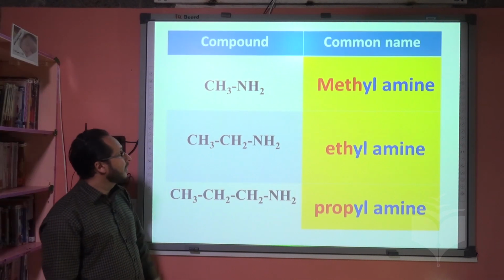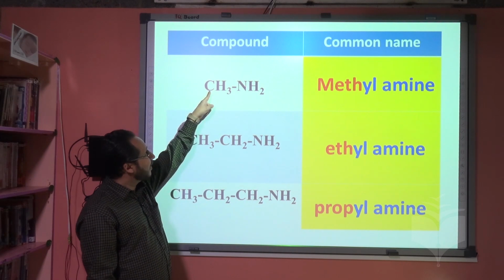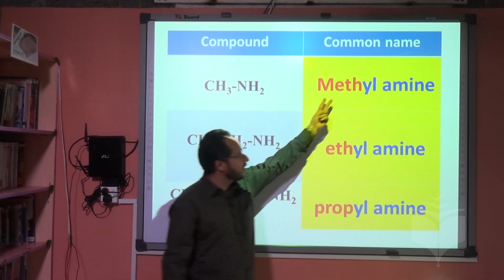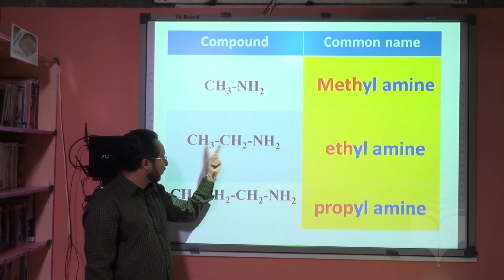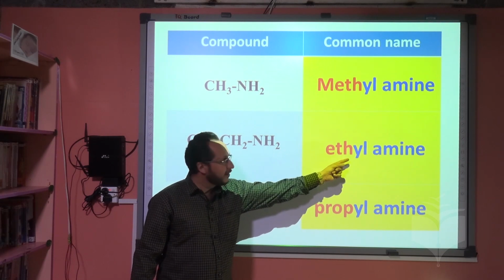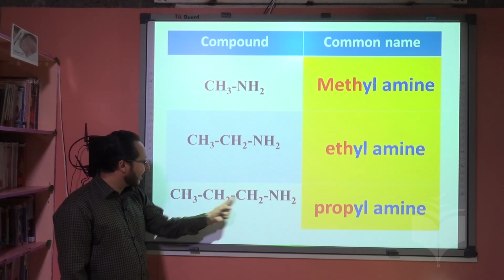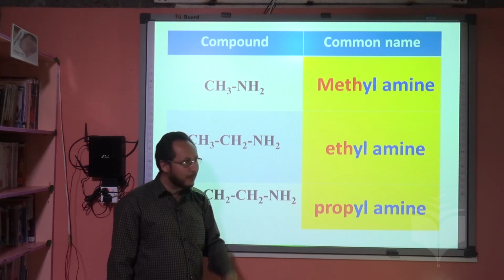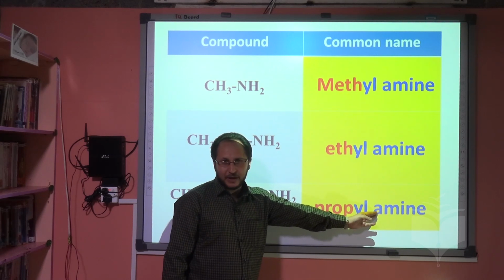So for example, here we have only 1 carbon atom, and this is NH2. How can you name it? This is CH3NH2, one carbon atom. So we call it methyl. Then what do we have to write? YL amine. Here we have two carbon atoms, which we call eth. Then write YL and then amine. So it is ethylamine. Here we have three carbon atoms, so in this case we call it prop, because 3 is prop. And you have to add YL, so it is propyl. And then what do we have to write? The word amine.